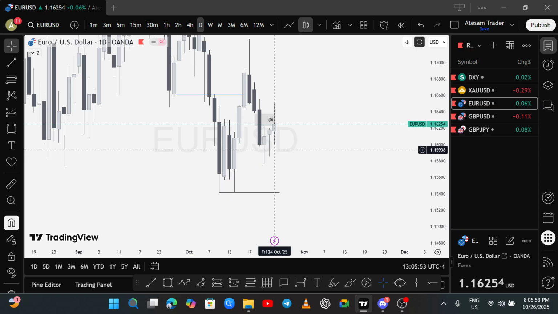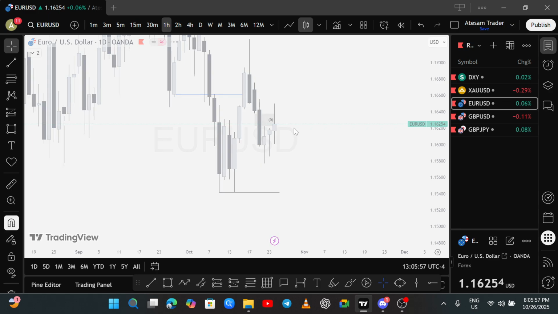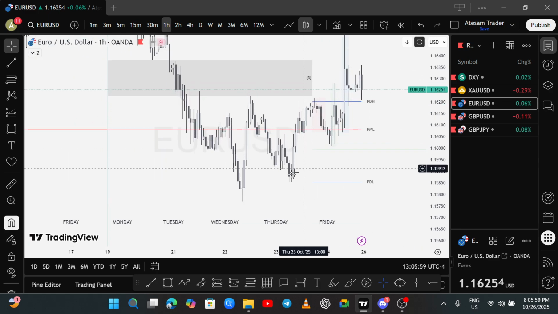And if you see below, we have failure swings. See this low, low, low. These all are failure swings. If you see in 1 hour, you'll see this thing. These are close lows. So this could be a nice target.